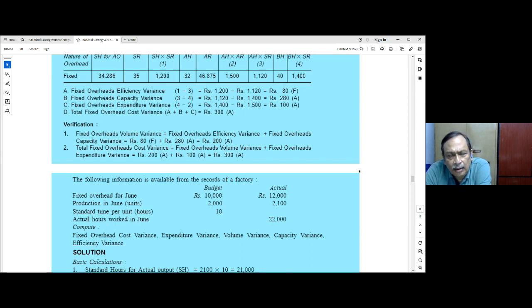Fixed overhead cost variance, that is fixed overhead volume variance plus fixed overhead expenditure variance, that is 200 adverse plus 100 adverse, comes to 300 adverse.